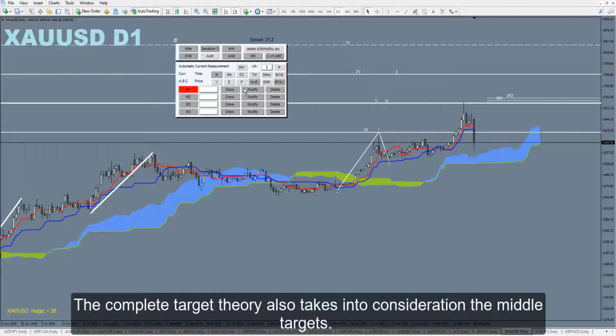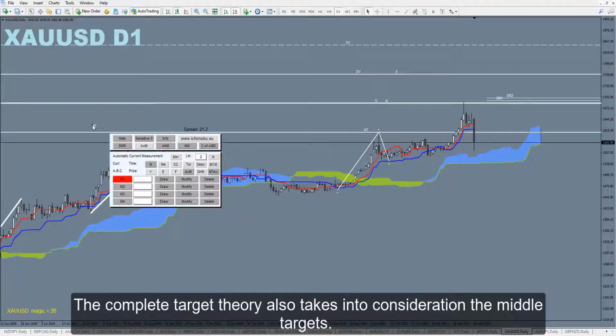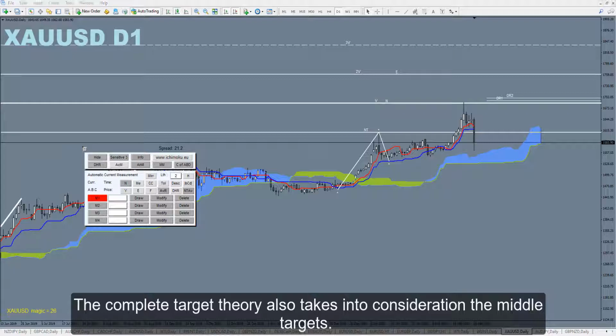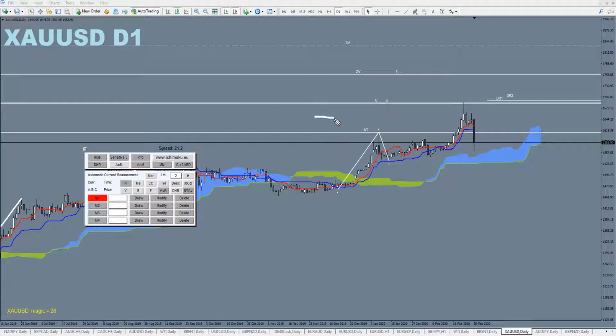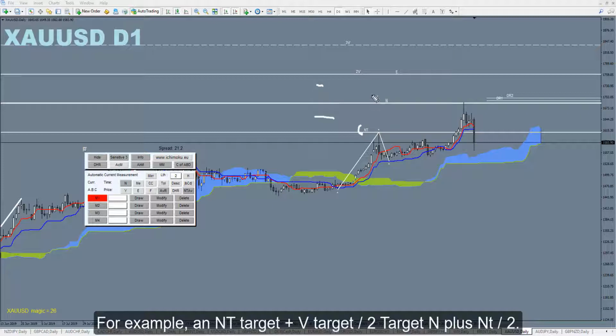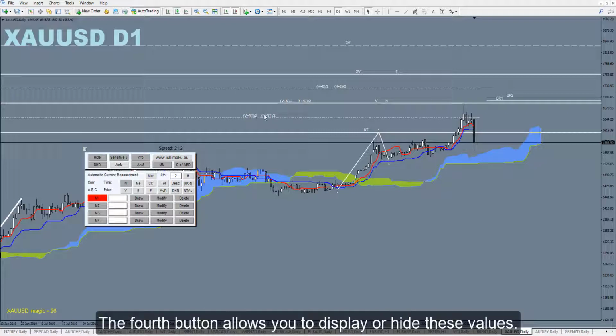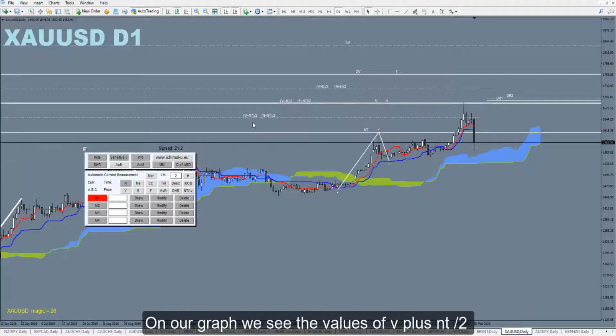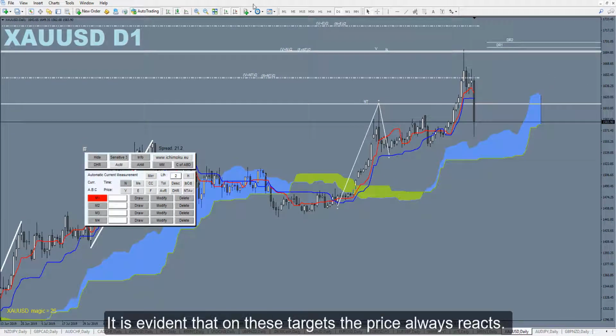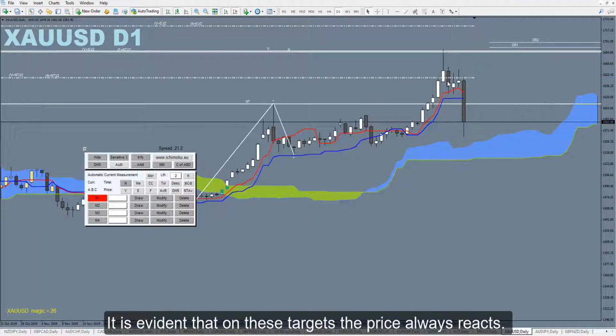Complete target theory also takes into consideration the middle targets. For example, an NT target plus V target divided by 2, or target N plus NT divided by 2. As we can see, the targets can be multiplied, but can also be summed and divided by 2. The fourth button allows you to display or hide these values. On our graph, we see the values of V plus NT divided by 2. It is evident that on these targets, the price always reacts.